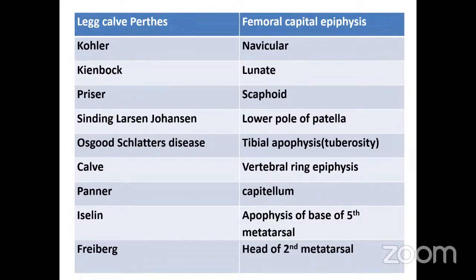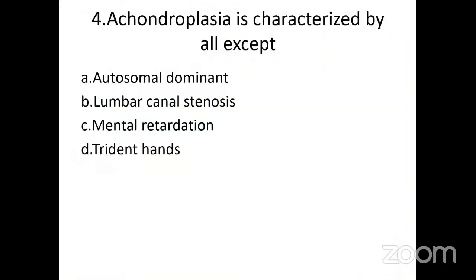So you may often mistake it for a Jones fracture, especially in a child. You may see that it is a loose fragment like that, but it is actually an apophysis. And Freiberg's disease is nothing but avascular necrosis of the head of the second metatarsal. So you have to remember all these things.